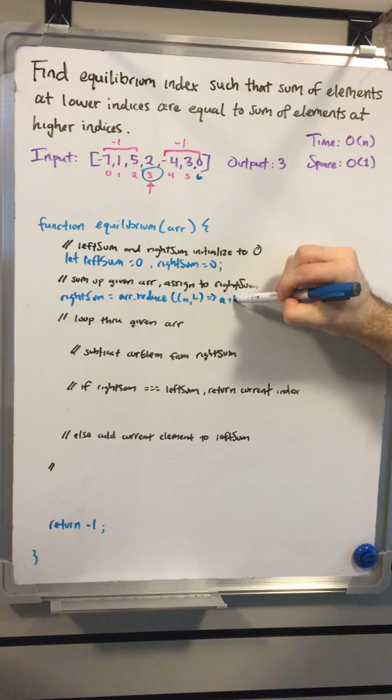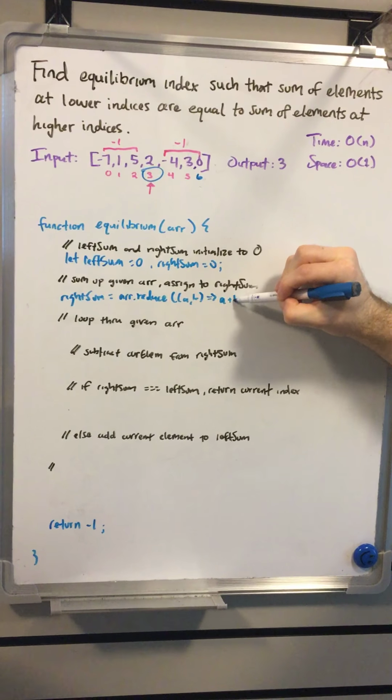So if we were to sum all of this up, I believe this should give us 0. So it's -7 plus 1 is -6. -6 plus 5 is -1. -1 plus 2 is 1. 1 plus -4 is -3. -3 plus 3 is 0. 0 plus 0 is 0. So right sum should be 0 right now.